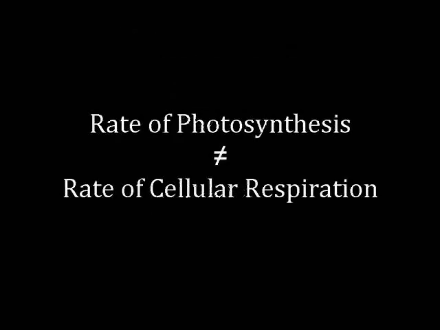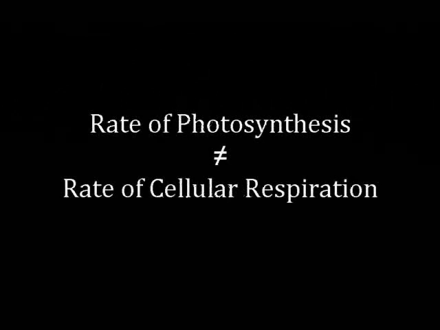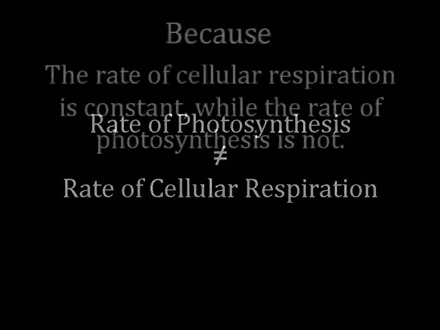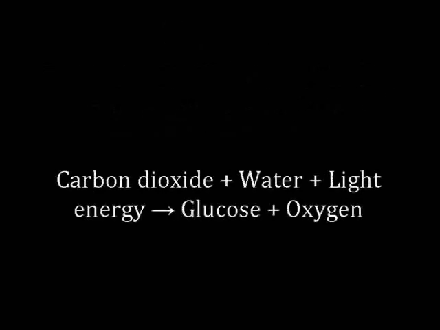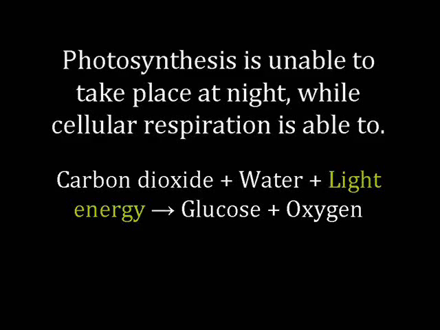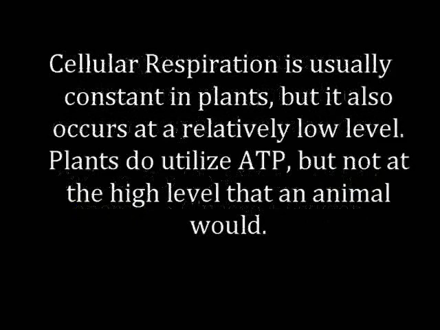a product. Even though organisms may use both photosynthesis and cellular respiration, the two processes are unequal because respiration is constant while photosynthesis fluctuates. According to the formula, light energy is required, so during the night the rate of photosynthesis may drop to zero. Conversely, if the amount of light energy is very high, the rate of photosynthesis will also be very high. Cellular respiration is usually constant in plants, but it also occurs at a relatively low level.